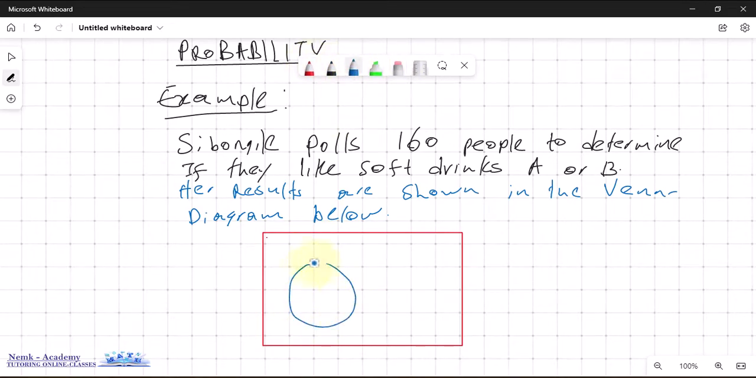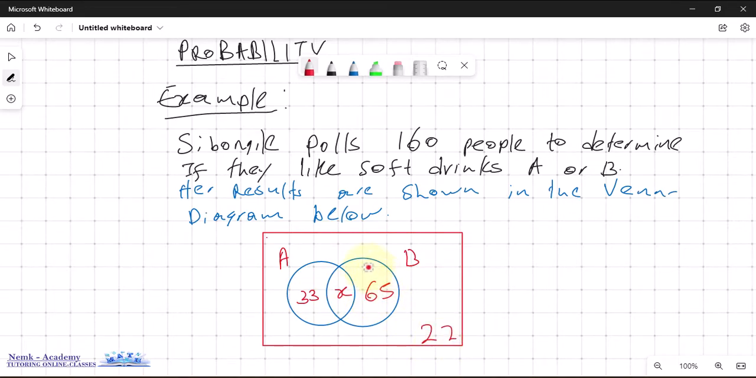Let's say inclusion. 31. Then we're going to call this one A. We're going to call this one B. So this is 33. This is X. 65. Okay, there's our Venn diagram, and then we have 22 people who abstain. So let's read again. Sibongile polls 160 people. The total number of people is 160, to determine if they like soft drinks A or B. So we have soft drink A and soft drink B. The results are shown in the Venn diagram below.